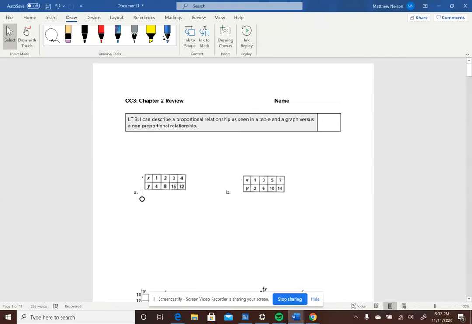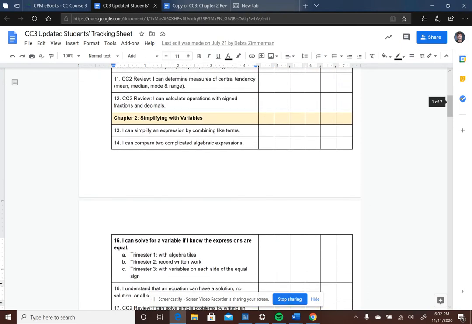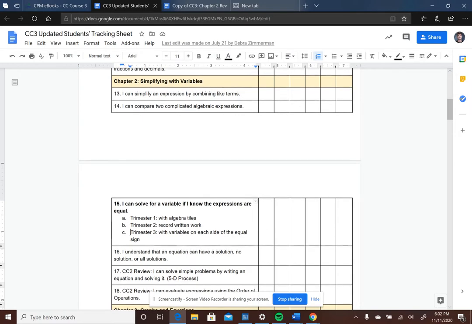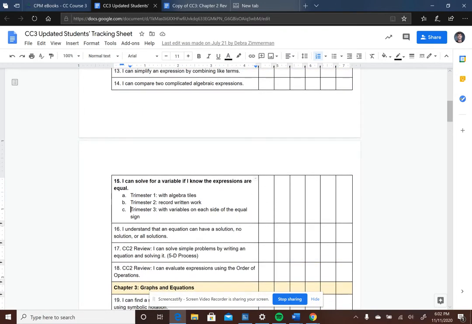All right, so let's go ahead and get started on the Chapter 2 review here. So looking at the learning targets for this section, we are looking at simplifying an expression by combining like terms, comparing two complicated algebraic expressions, and then we see down here 15 through 18, understanding that an equation can have a solution, no solution, or all solutions, and solving for unknown variables.